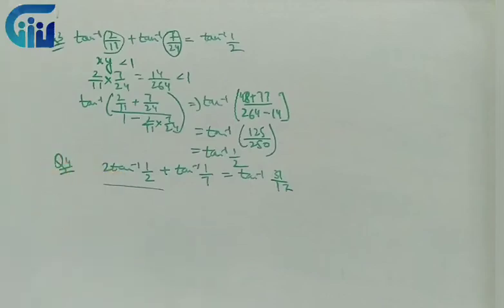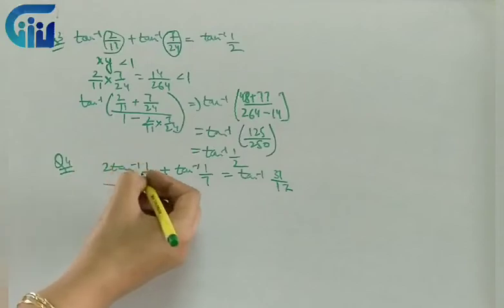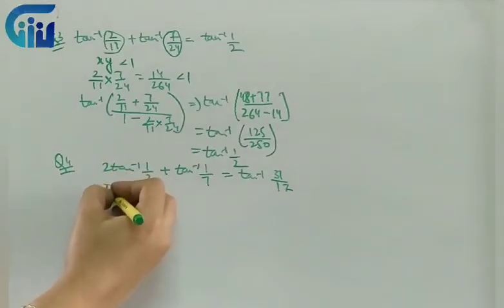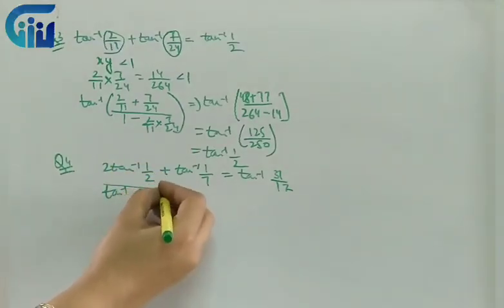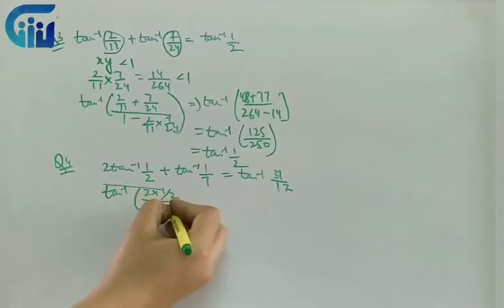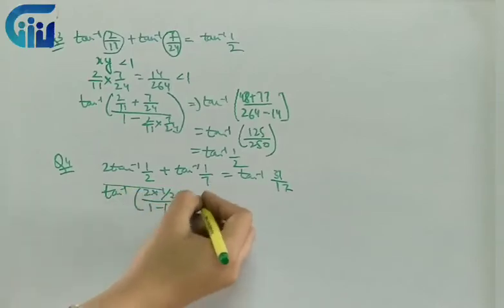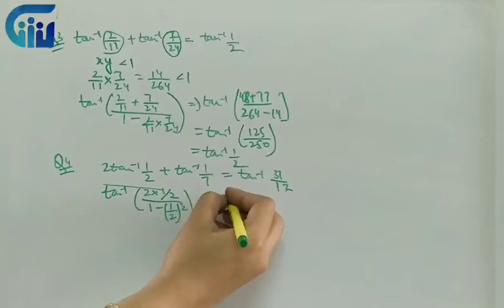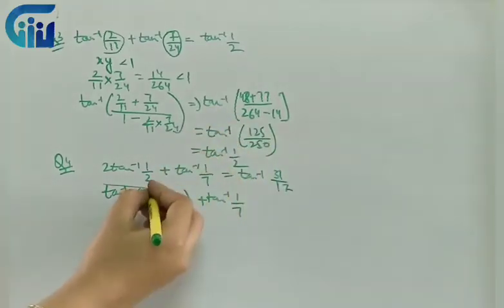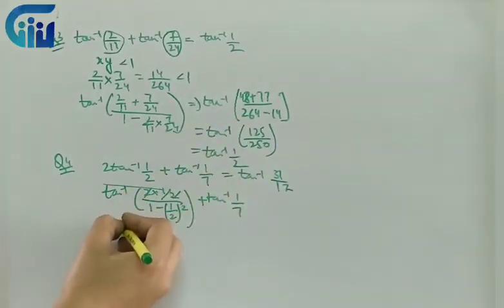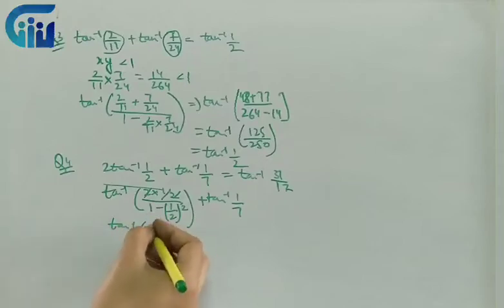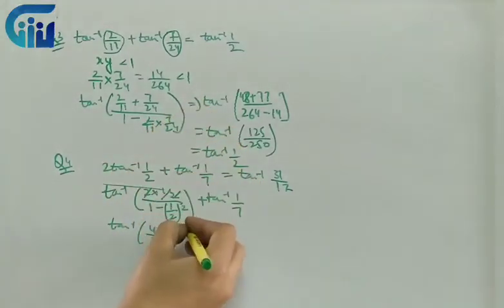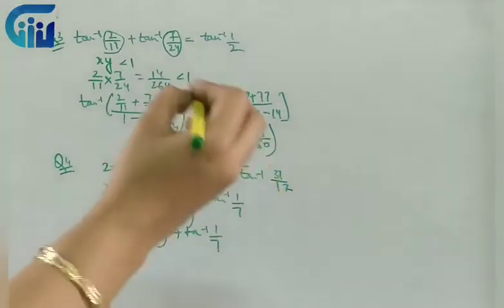Or I can write 2 tan inverse 1 by 2 as tan inverse 1 by 2 plus tan inverse 1 by 2. So if I apply the 2 tan inverse formula, it will be tan inverse of 2 into 1 by 2 upon 1 minus x square, so this is whole square, plus tan inverse 1 by 7. So this will get cancelled. So we have tan inverse, this will be 4 minus 1, 3, right? So then further plus tan inverse 1 by 7, right?